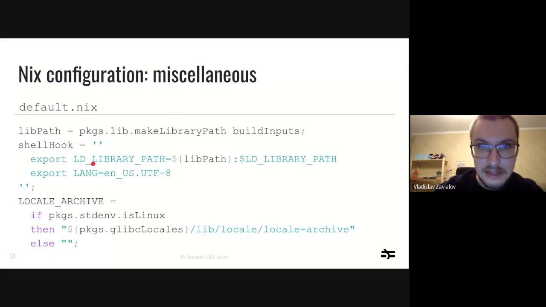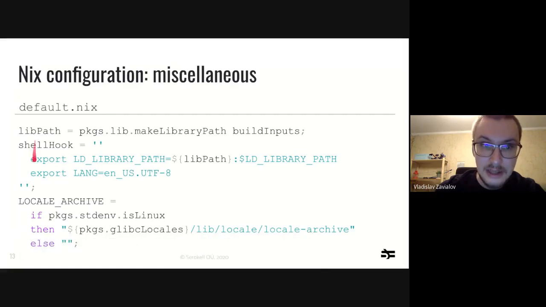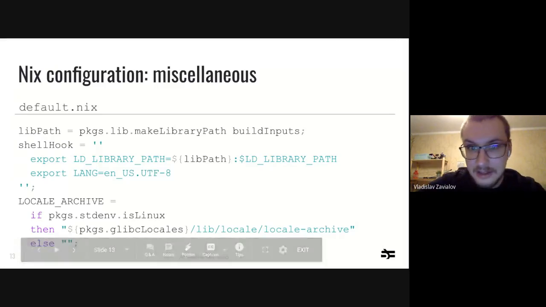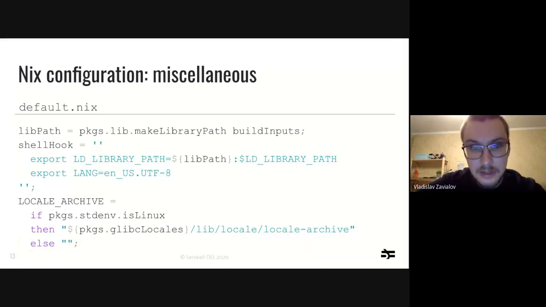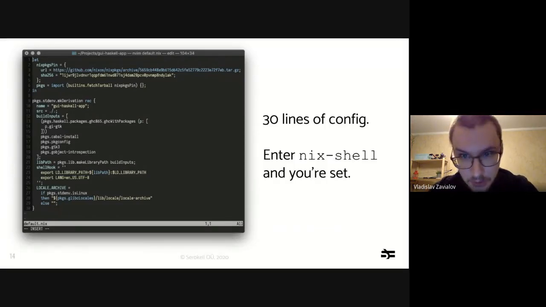And there is also some miscellaneous additional configuration, which I will not get into. But I typically just copy it from project to project. Essentially, this line instructs the linker how to operate within a Nix shell, and this line fixes a problem with locales. So it's boring and technical, and I just copy it without thinking too much about it. Now, here is our configuration file. It's just 30 lines of Nix code.